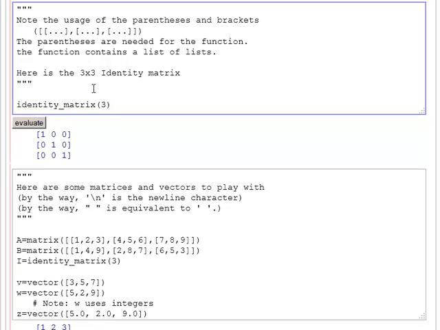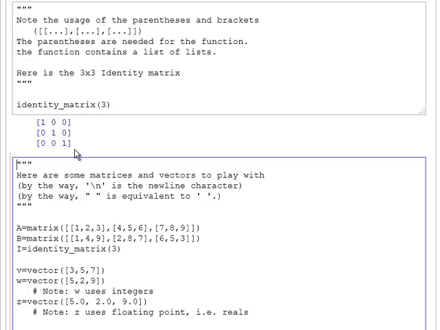Now, what if you want to create special matrices? There's a number of them, and one in particular that you should know about is the identity matrix. There's a special constructor for that: identity_matrix(3) will give a 3 by 3 identity matrix. An identity matrix has a diagonal of 1s and 0 everywhere else.